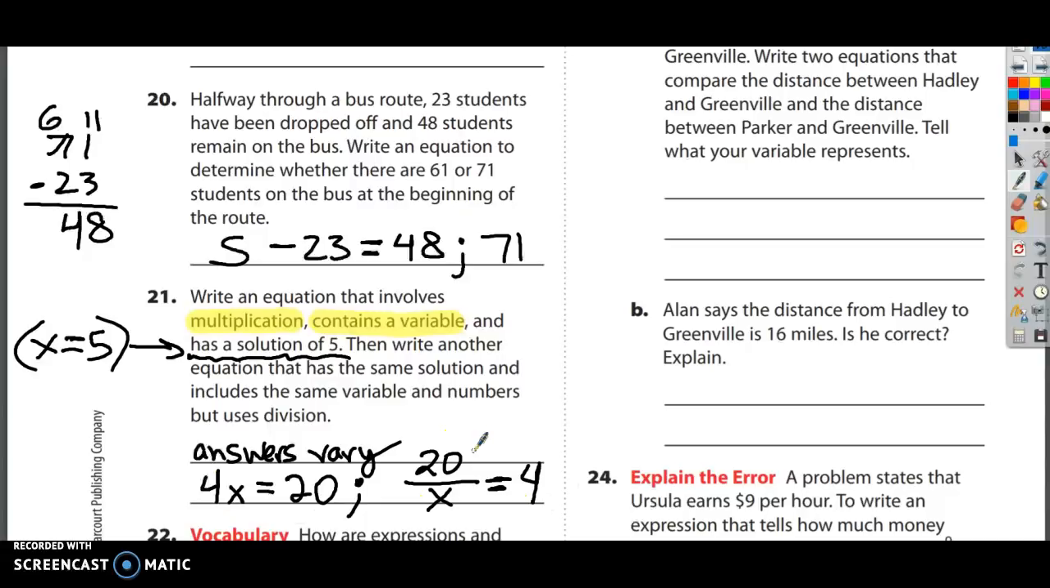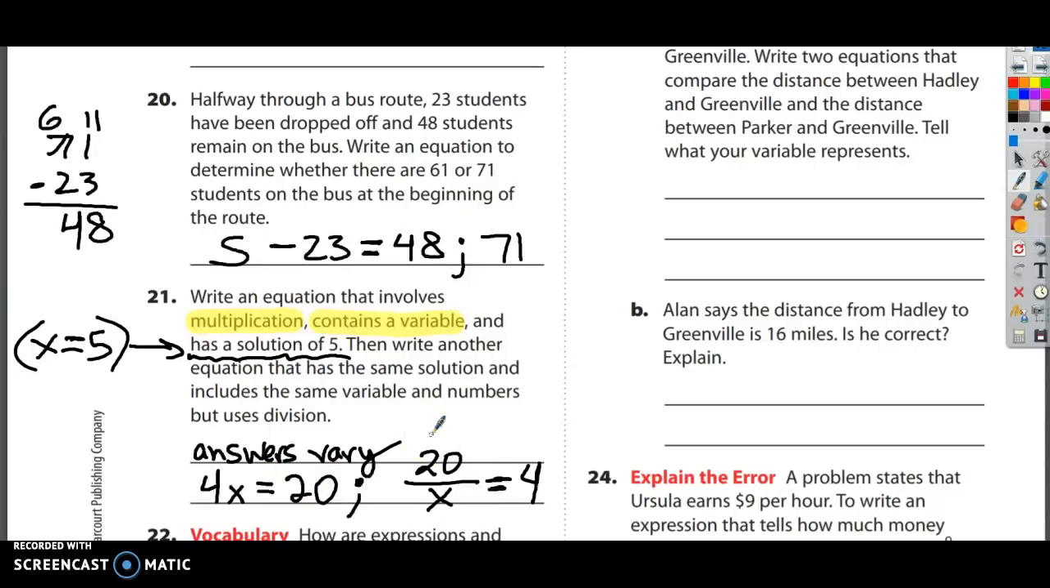Now, yours doesn't have to be exactly like mine. I'm just pointing out that mine works because the directions say write an equation that involves multiplication. That says multiplication. Contains a variable, x, and has a solution of 5. X is equal to 5. Then write another equation that has the same solution, x is equal to 5, and includes the same variable, x, and the same numbers, 20 and 4, but it uses division.